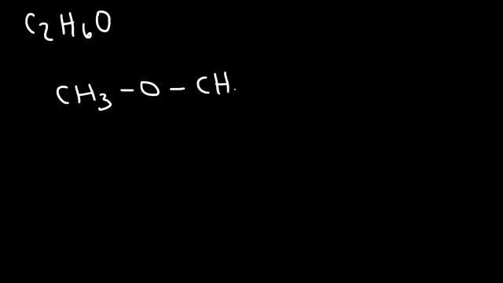Now what about this one, C2H6O? How many different constitutional isomers can we draw? So we can draw an ether. This is dimethyl ether. It has 2 carbons, 6 hydrogens, and an oxygen. Or we can represent it as an alcohol.